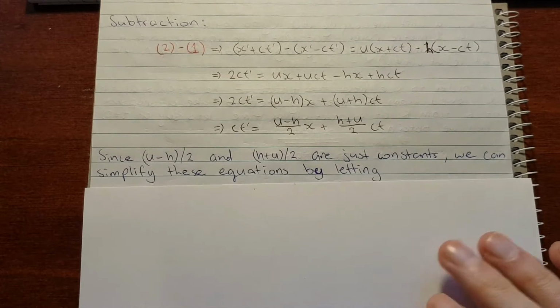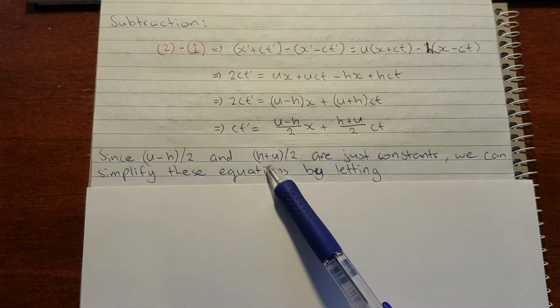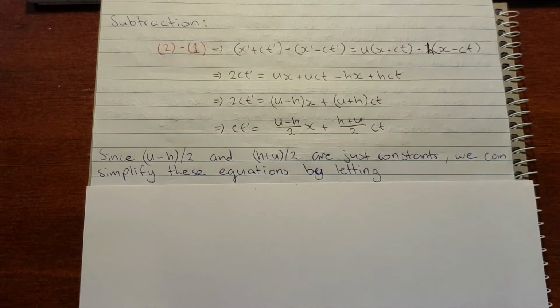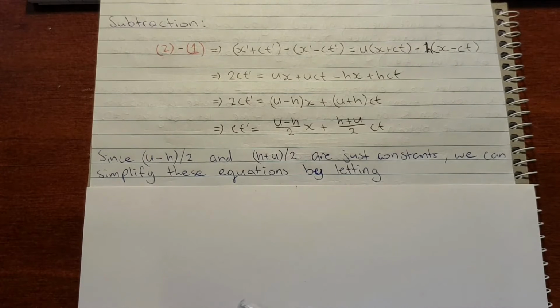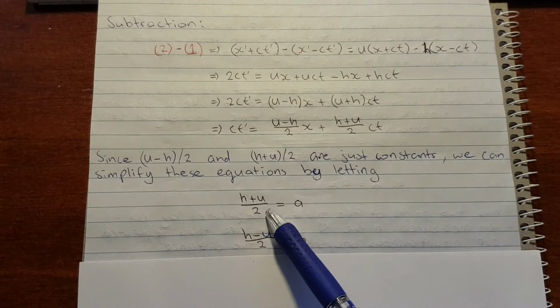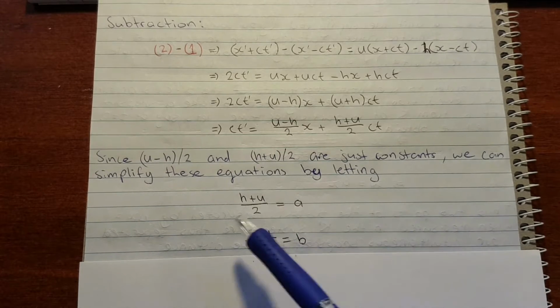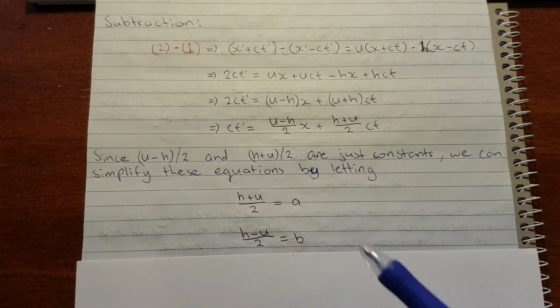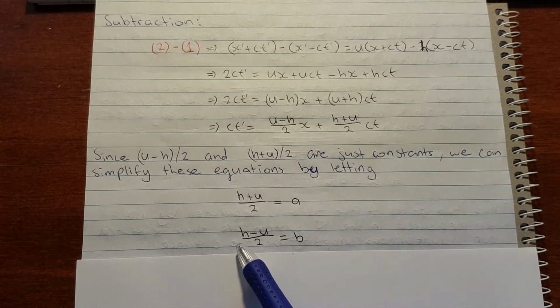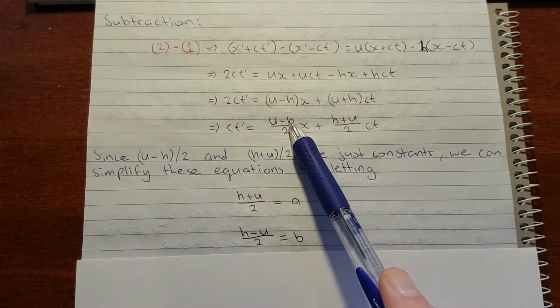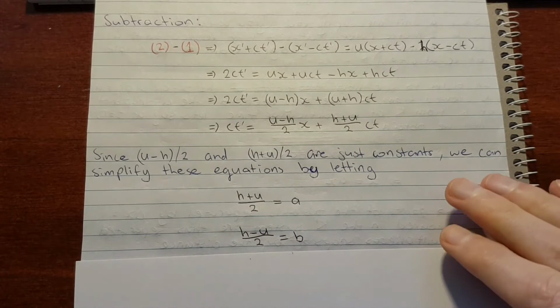Okay, so since u minus h on 2 and h plus u on 2 are just constants, we can simplify these equations. We can say that h plus u on 2, let's just let that equal a because it's simpler. We don't have to write this is a constant, this is a constant, this is a constant. So the whole thing is a constant, so we might as well just write it as a constant like this, a bit easier to deal with. And then we can say h minus u on 2, let's let that equal b. Notice that h minus u on 2 is the same as minus u minus h on 2. So I'm just following Einstein's notation here at the moment.